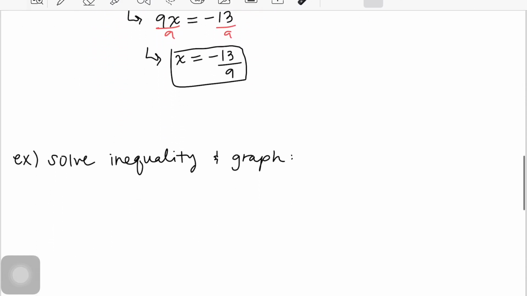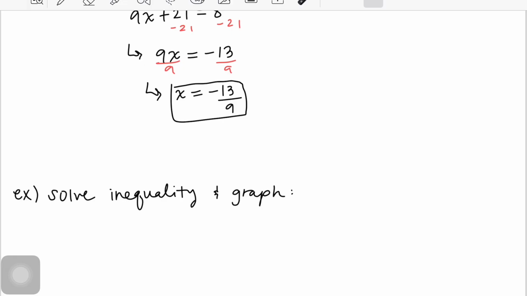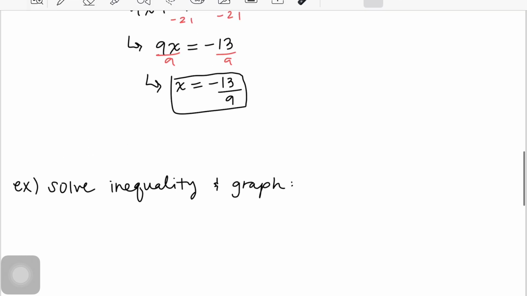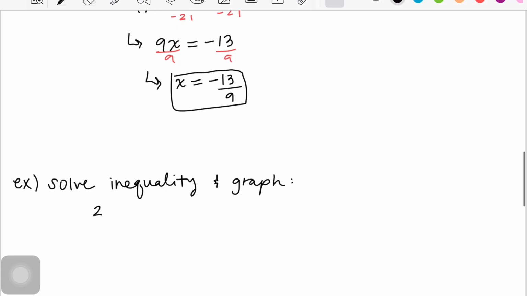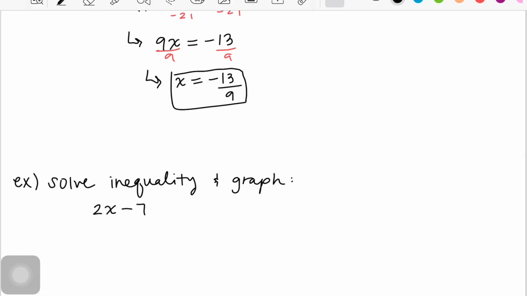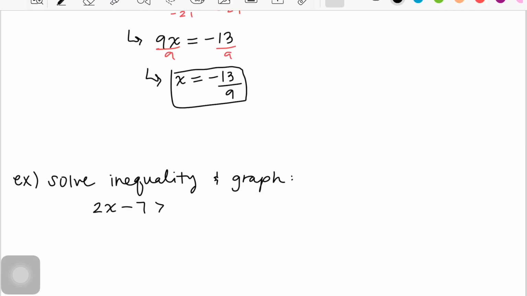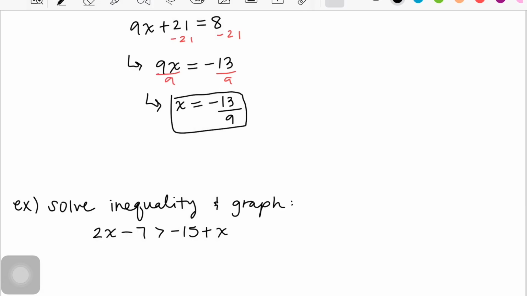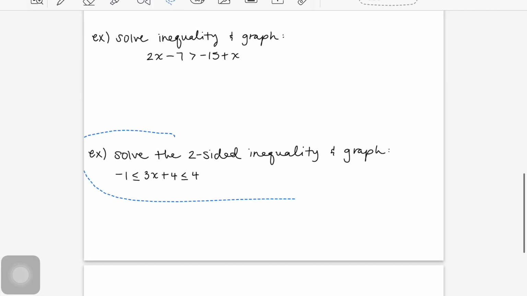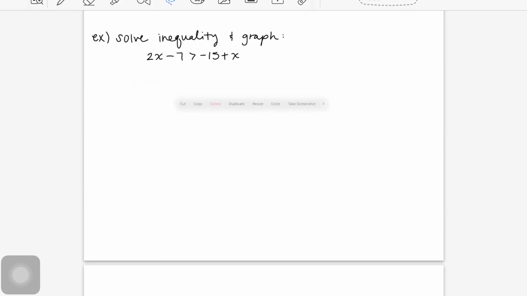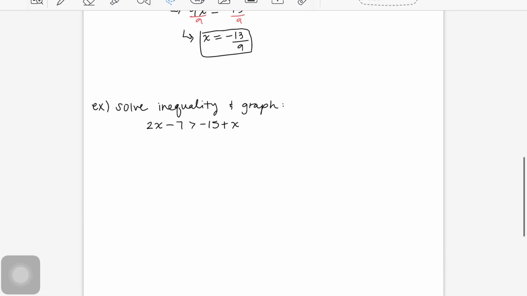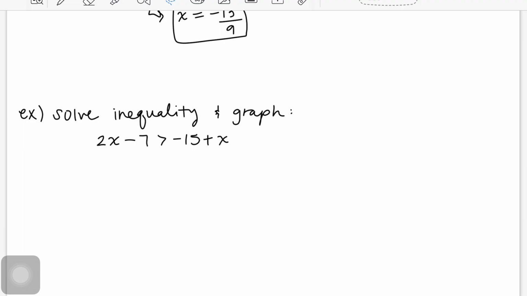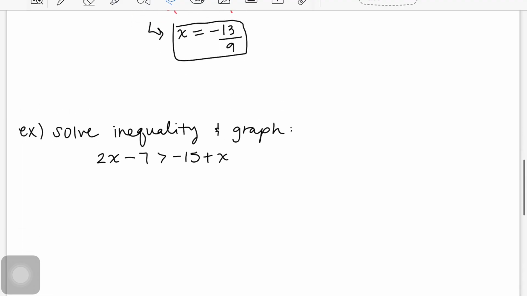All right, so the next thing we'll look at is solving an inequality and graphing it. I did not write down the example here, but that's okay. We're going to look at the inequality 2x minus 7 is greater than negative 15 plus x. So what we want to do here is, again, solve for x. Let me move this onto the next page. Okay, so we want to solve for x in the same way that we did in the previous example.